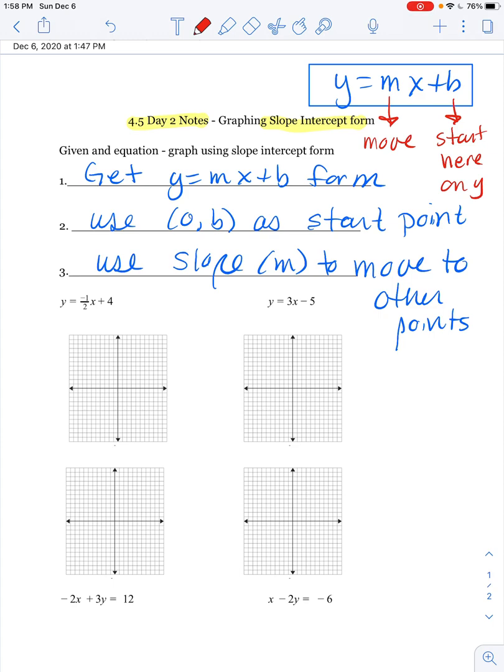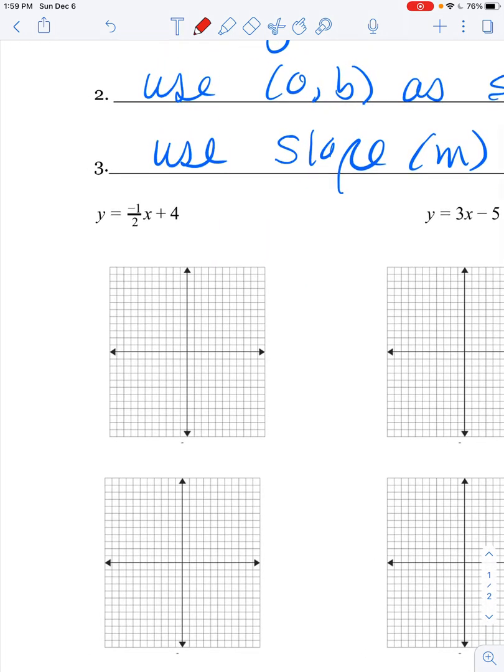So I'm going to do 4 examples for you. You won't always have to do this, and actually on the IXL, I think that you probably won't have to do it much at all, if at all, but I want to make sure we know how to do it for our future.